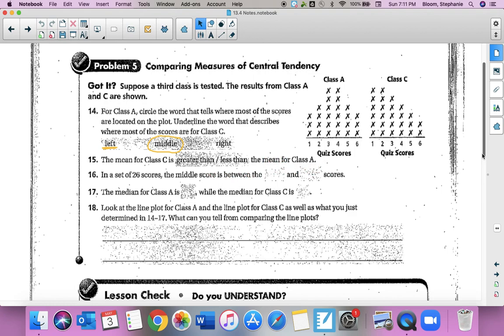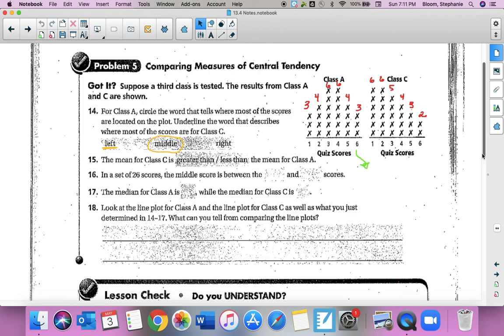Before we do that, over here, for class A, 1 occurred 3 times, 2 occurred 4 times, 3 occurred 6 times, 4 6 times, 5 4 times, and 6 3 times. Okay? And then I'm going to go over to class C. 1 occurred 6 times, 2 occurred 6 times, 3 occurred 5 times, 4 4 times, 5 3 times, and 6 2 times. So let's start and find the mean of class A.